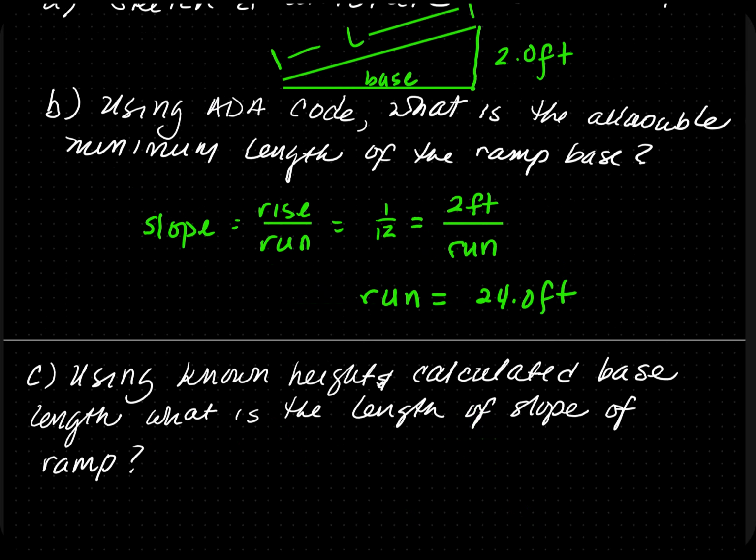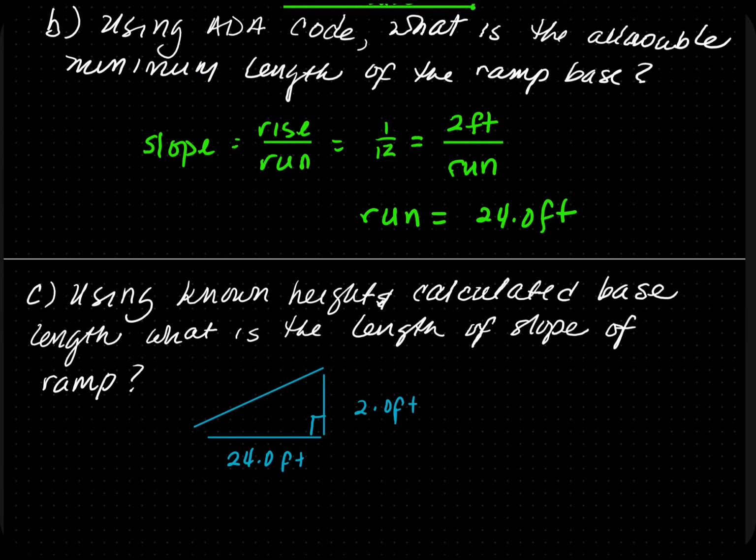In part C, it says using the known height and calculated base length, what is the length of the slope of the ramp? So we know this is the slope of the ramp. We know the height is 2 feet. We know the base is 24 feet. Since this is a ramp, this is a right triangle. So we're going to use the Pythagorean theorem, which is a squared plus b squared equals c squared, where c is the length of the slope.